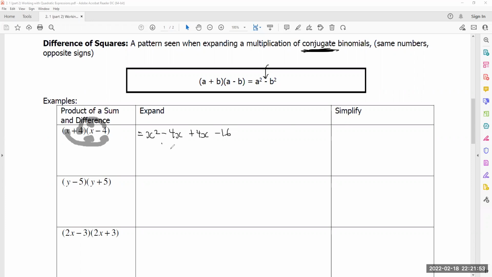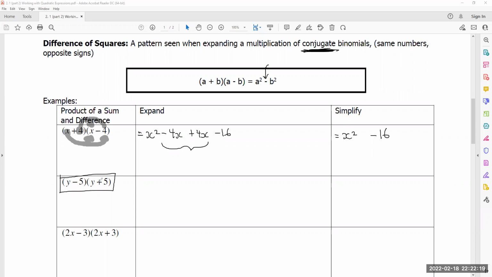If I were to group like terms, take a look at these two terms here. A negative 4x, a positive 4x. They're going to essentially add and subtract into a 0. All that's left is x squared and a negative 16. If you get a chance to recognize, this pattern is a little bit easier than the previous one.